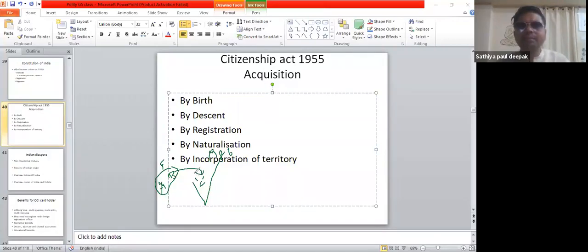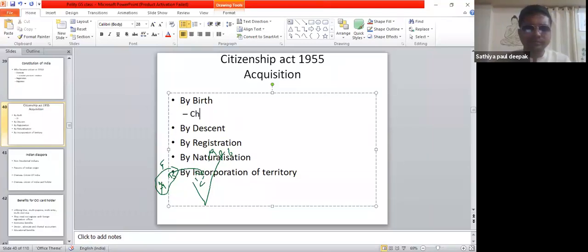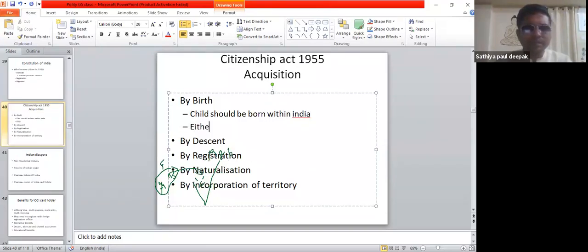Now, in 1986, they are making an amendment and clearly stating that when a child C is born within India, either of the parents should be Indian. Then only the child will get citizenship. So now what has happened by birth criteria? The two things: the child should be born within India, and either of the parents should be Indian. Either means any one of the parents, either father or mother, should be an Indian.